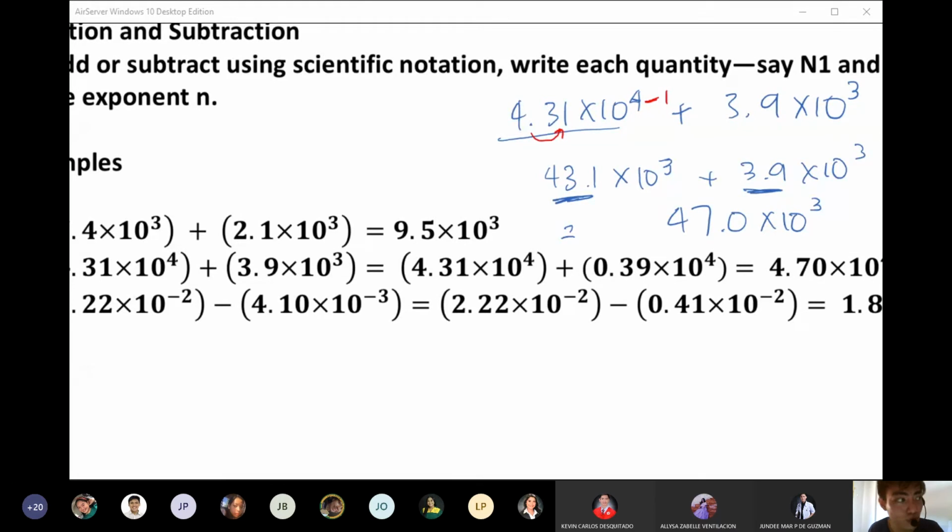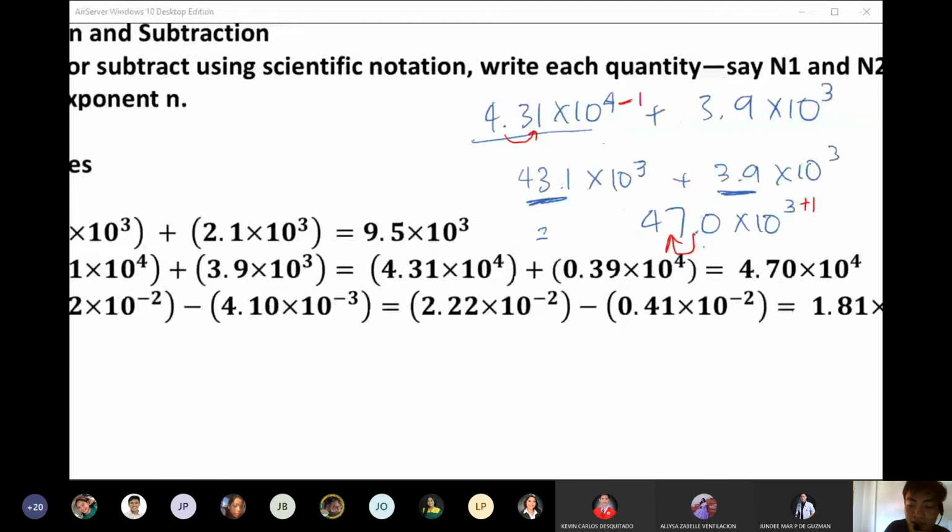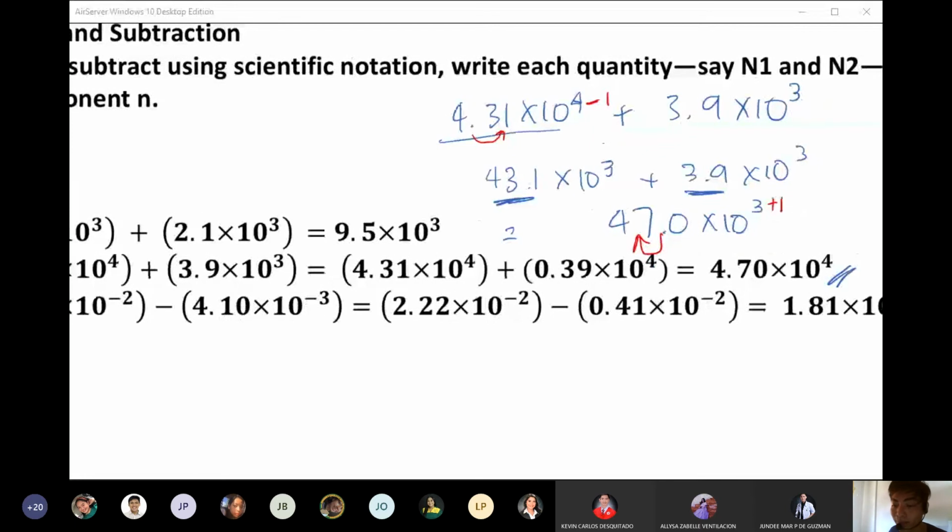But again, as I told you, this is not the final answer, as our scientific notation should contain an integer part that only exists between 1 and 9.999. 47 is way beyond 9. So we have to move 1 decimal point again to the left, no? Increasing the exponent by a factor of 1. Hence, the final answer is still the same.